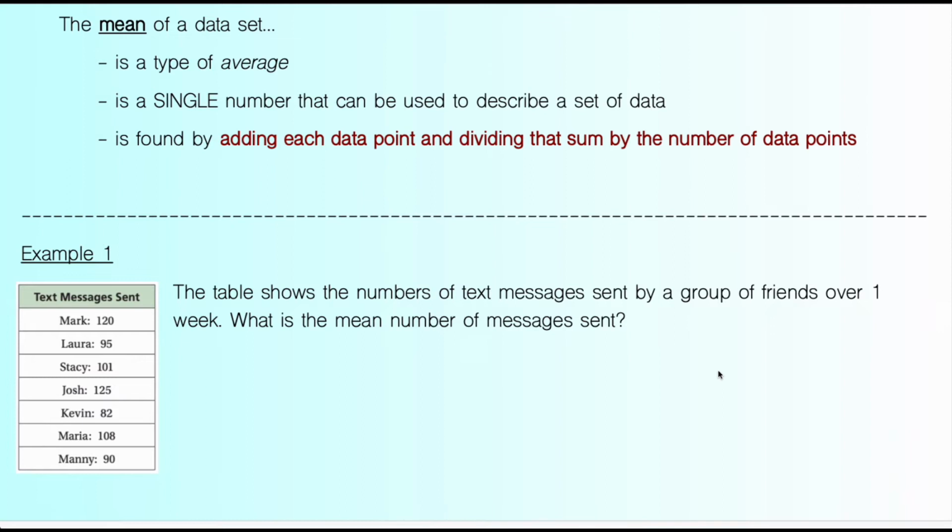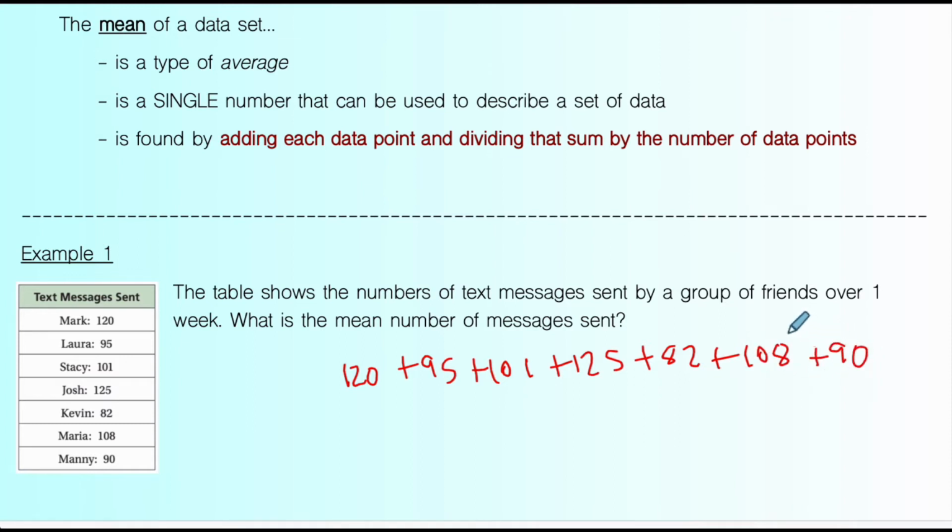To find the mean, very simply, we are going to add all of these numbers together as our first step. So 120 plus 95 plus 101 plus 125 plus 82 plus 108 plus 90. You can check if you want, but they should add up to 721. Our last step is to divide all of that by the number of data points we added together: 1, 2, 3, 4, 5, 6, 7. So we're dividing that whole thing by 7.